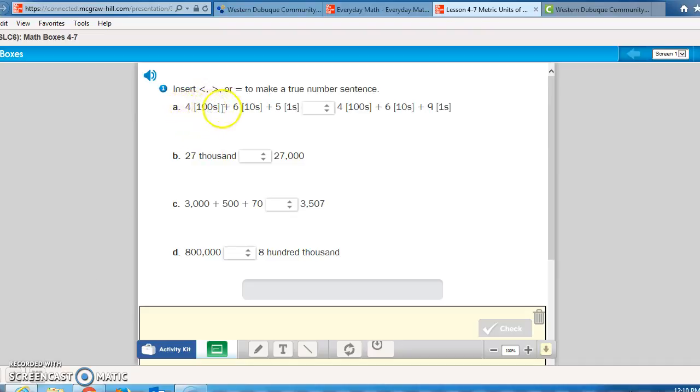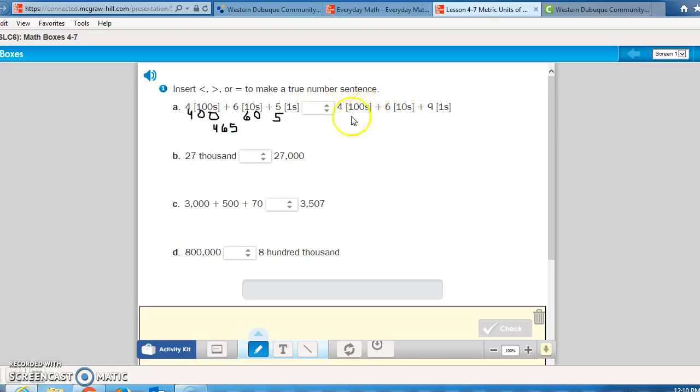So 4 100ths is the number 400. And 6 10s would be the number 60. Plus 5 1s would be the number 5. So when I add them together, I came up with the number 465.